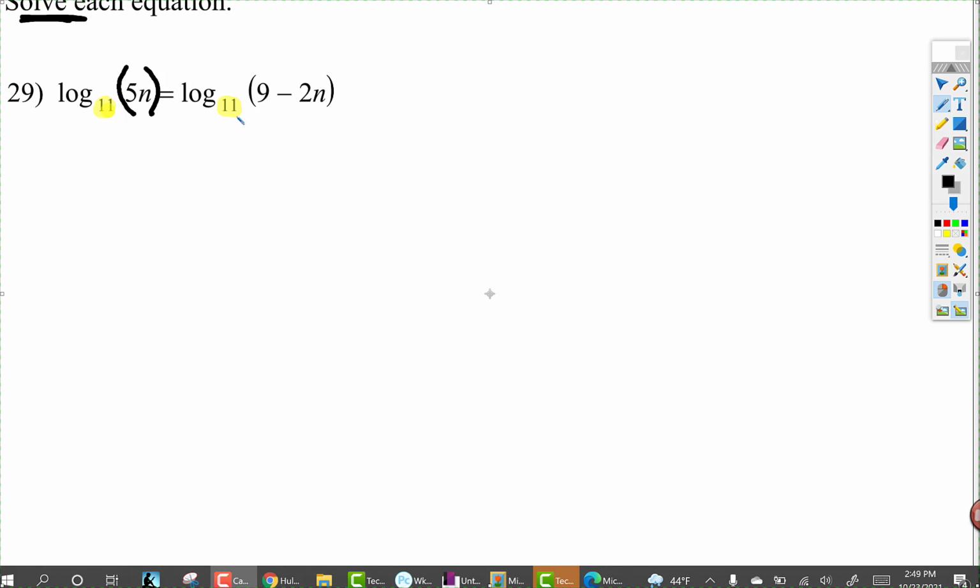Then, once you do that, just like if you have 5 to the x equals 5 to the 3x plus 9, once the base numbers are the same, you can ignore them and just solve for the exponents. Well, similarly, once you recognize that the base numbers are the same, you can ignore this stuff and you can just set the arguments.